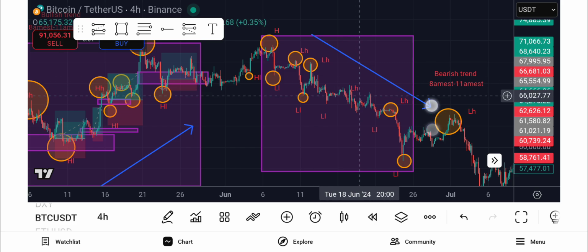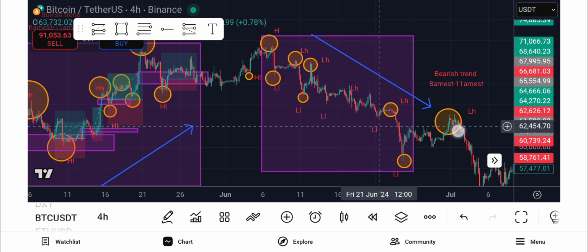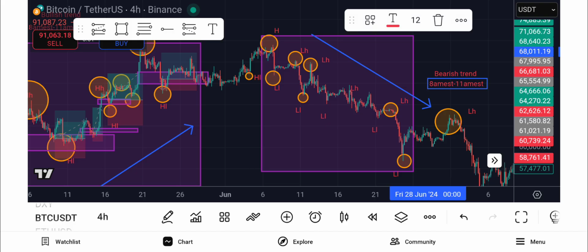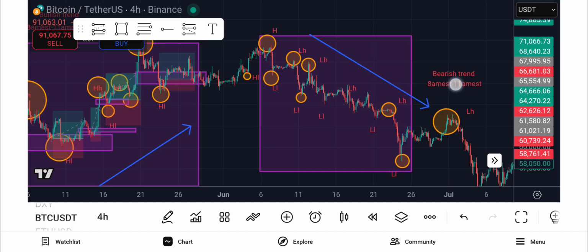Made a new lower high. Came back down. Lower low, lower high, lower low, lower high. Kept going down. Okay. So what are we looking for? Now that we identified the bearish trend, because now it's going downhill, now we're waiting for time, right?